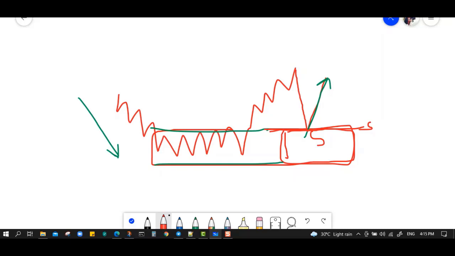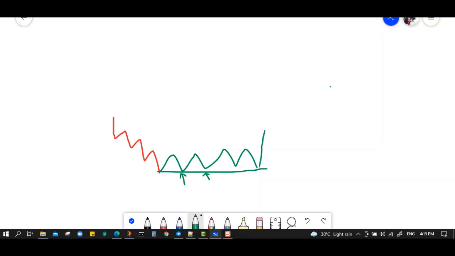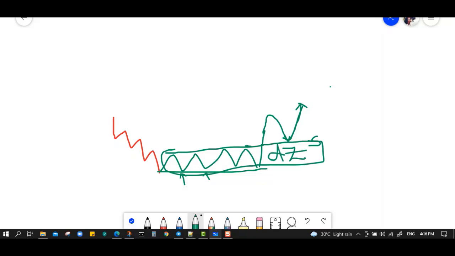Let me draw it again. Okay, let's see. The market is falling here, and then it consolidated within a range, meaning the big players are accumulating their quantities at the lower level, and when you get a breakout here, this will become a support. That means we have to wait for the retracement here, and there is a high probability that the market will take a U-turn from here, okay? This is a support, and this area is a demand zone. Understand?